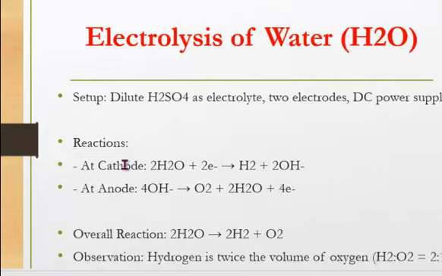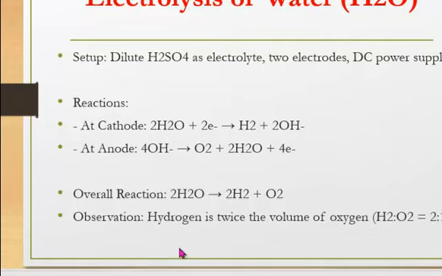now. Now, electrolysis of water: dilute H2SO4 as electrolyte, two electrodes, DC power supply, and these are the reactions like we just said. Observation: hydrogen is twice the volume of oxygen. That is the overall reaction. You can see that at the cathode, this is what is produced, and at the anode, this is what you will be seeing. H2SO4 and H2O, and hydrogen plus oxygen are what you will be seeing, just like the explanation that I gave previously.